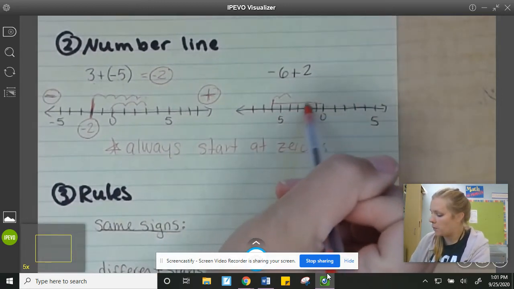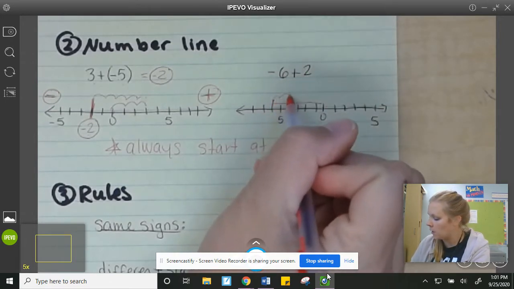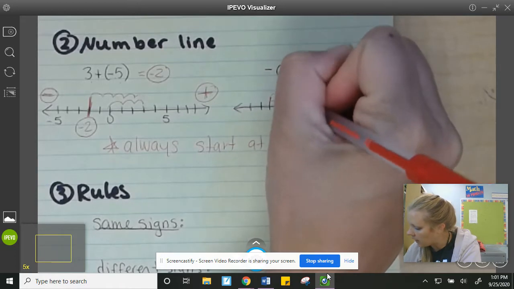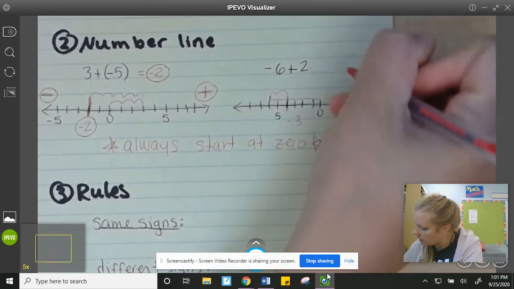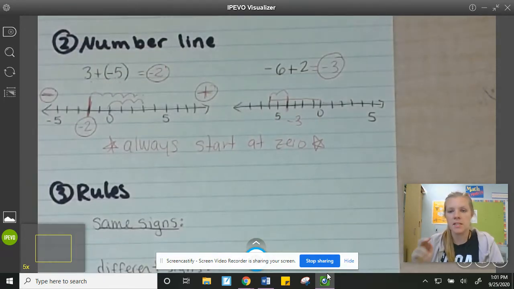So for this problem, we went backwards 6 because it was a -6, and now we're going to go up 2: 1, 2, and where we land, there we are at -3. -3 is our answer. So again, the number line tells us the directions.